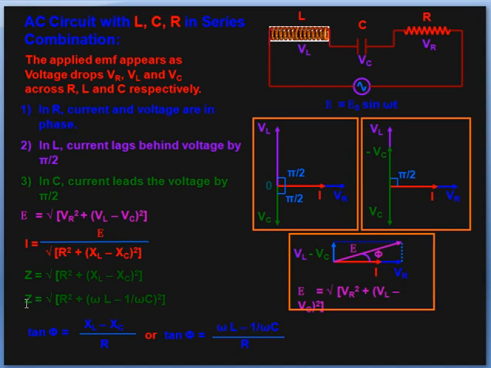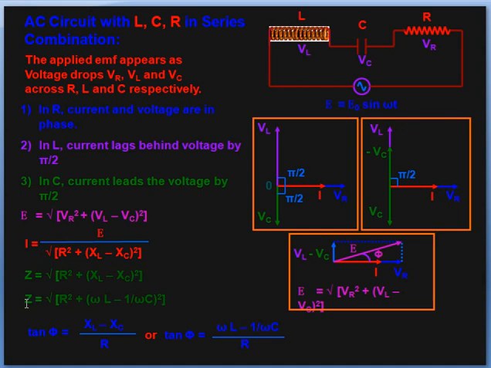Children, we have already discussed a circuit having a pure resistor, pure inductor, and pure capacitor. In this case, all three components are connected in series. Then the applied EMF appears as voltage drops VR, VL, and VC across R, L, and C respectively. In a resistor, current and voltage are in the same phase. You all are familiar with it.